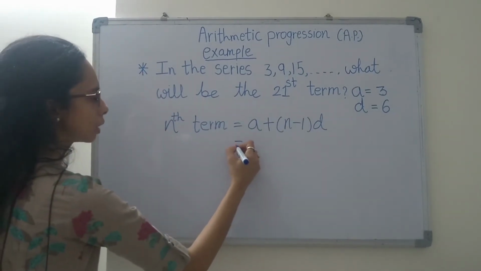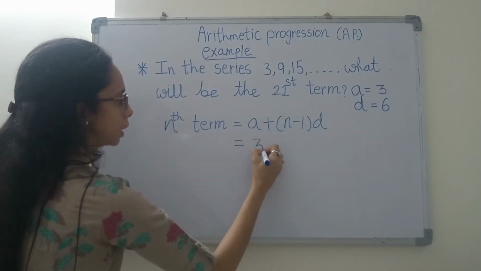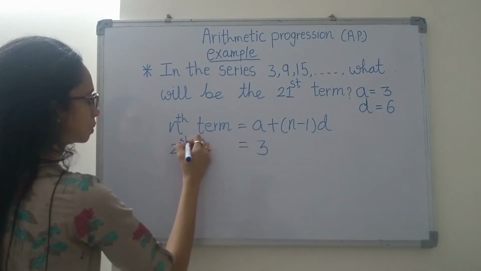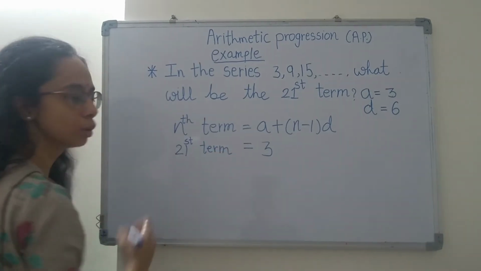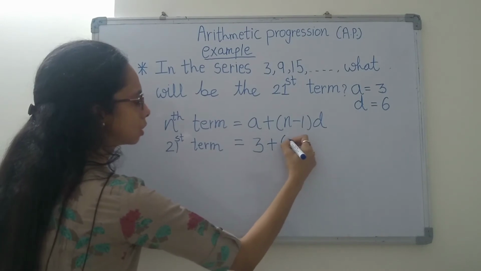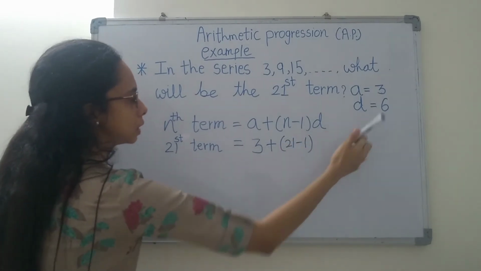Okay, so a is equal to what? 3, the first term. Here we will write the 21st term, that we have to find out. Now 3 plus (21 minus 1) into the common difference, which is 6.